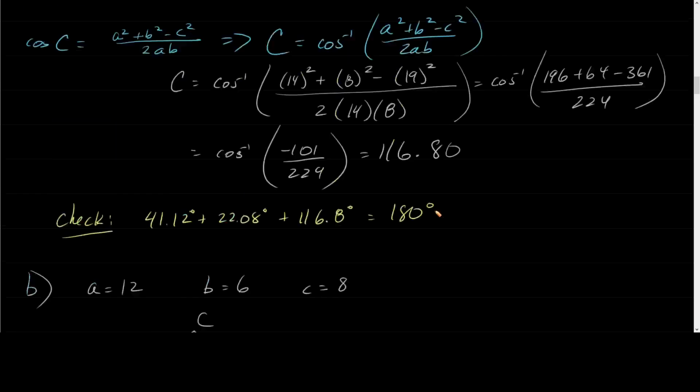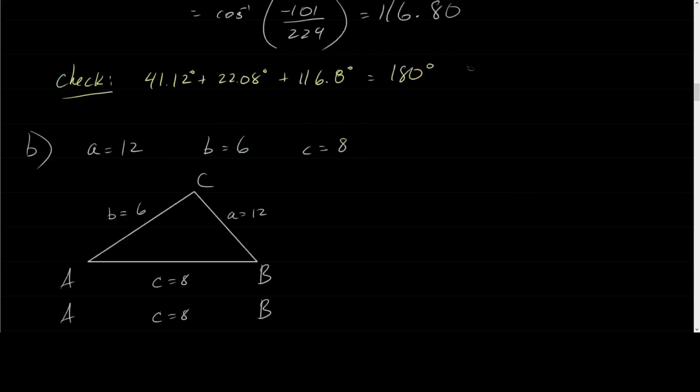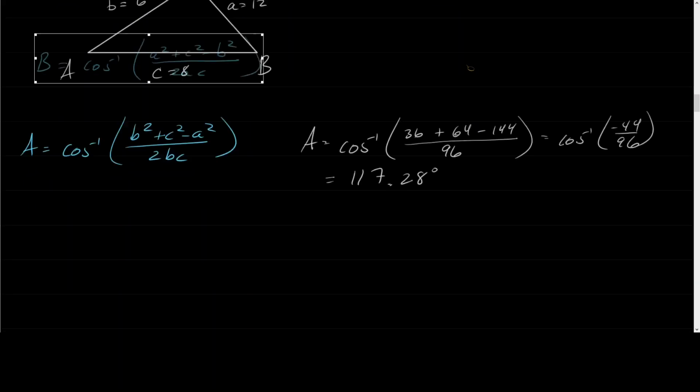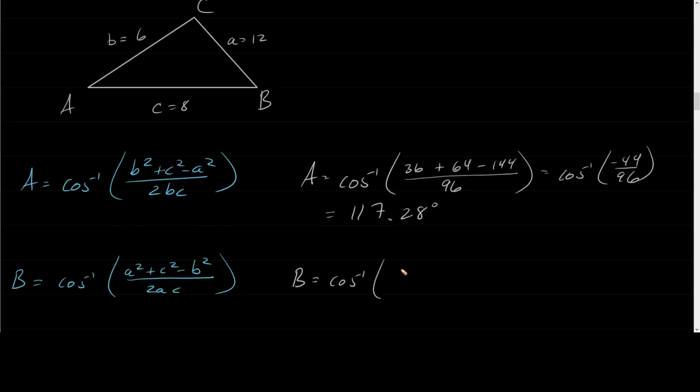For angle B, let me go ahead and copy that formula again, just so that I don't have to rewrite it. So for angle B, well, this is going to give us that angle B is cosine inverse of a squared. Remember, a was 12, so a squared is 144, plus c squared, which is 64, minus b squared, which is 36. All of this over 2 times a times c.